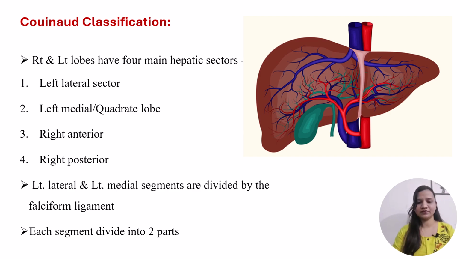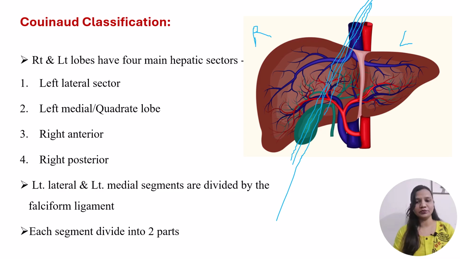So let's first draw the Cantlie's line, which goes from the bed for the gallbladder to the groove for the inferior vena cava. So this is the Cantlie's line. Okay, now we have the right and left lobe. So this is the right lobe and this is the left lobe of the liver.